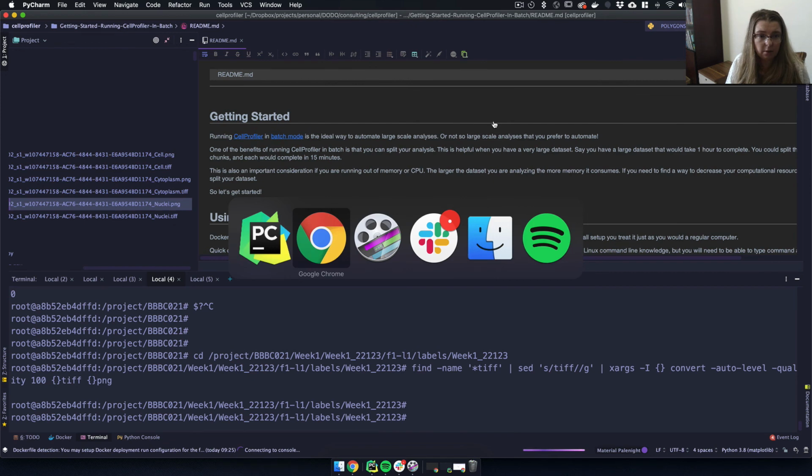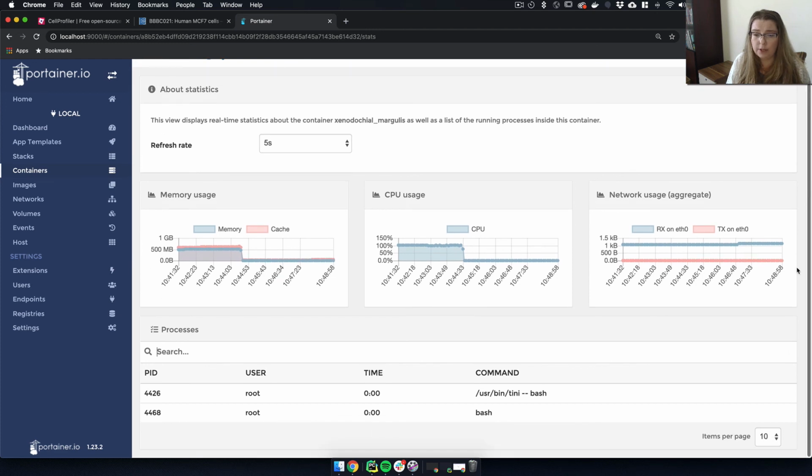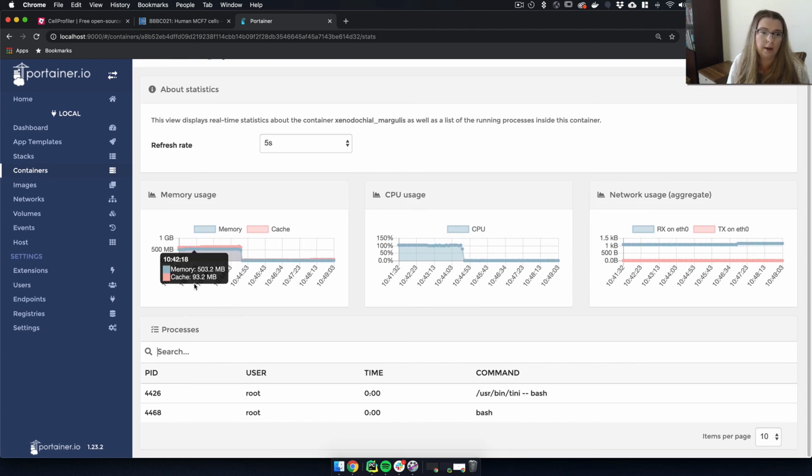But that's that. Let's go see if we can get anything cool from the Portainer. You can see on the Portainer that this command is finished, but we didn't exit the Docker container, so it's still in here. And here is our memory usage. I thought it topped out at around 1 gig, but maybe not. And as soon as the command finished, it went down to nothing.